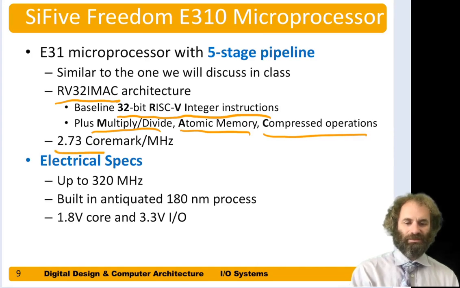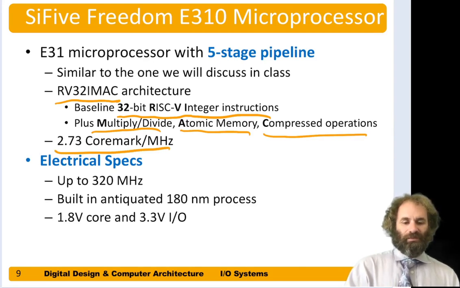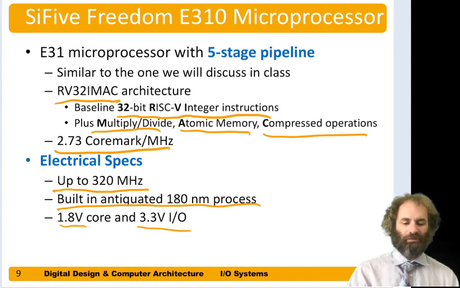This processor gets reasonably good performance, benchmarks of 2.73 CoreMarks per megahertz. So a fancy processor could do quite a bit better than that, but this is not bad. The chip operates up to 320 megahertz, which is relatively fast as microcontrollers go, even though it was built in an antiquated 180 nanometer process. And the chip operates off of 1.8 volts for the core, and then 3.3 volts for I/O to the rest of the world.